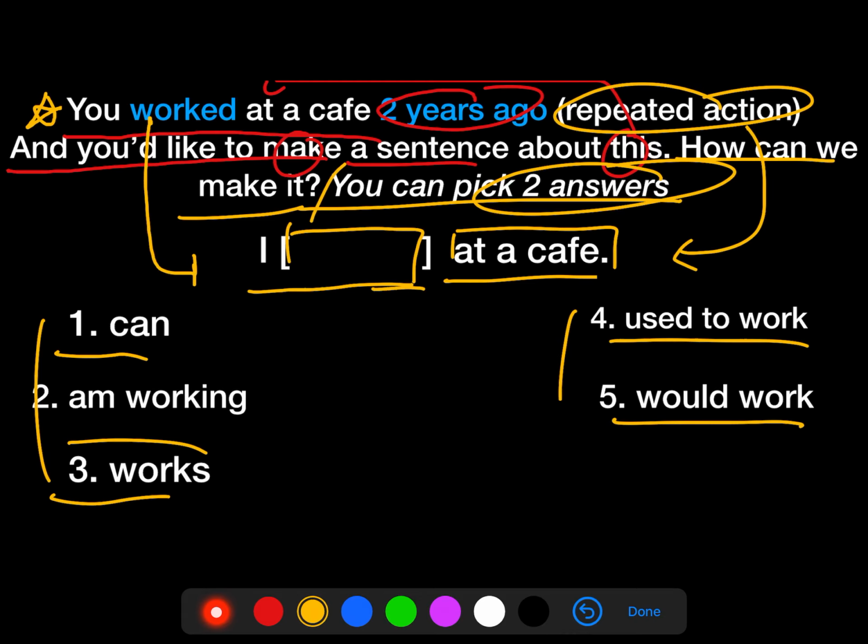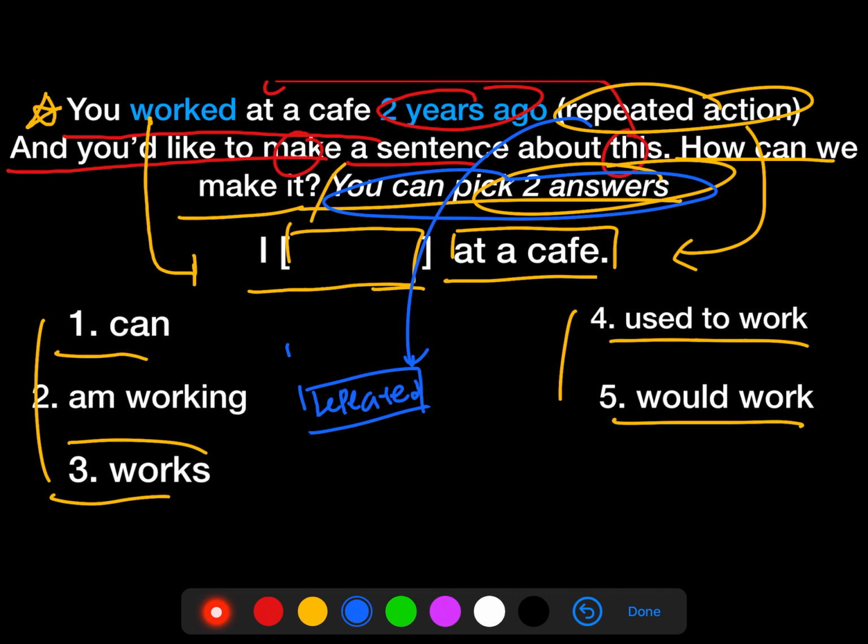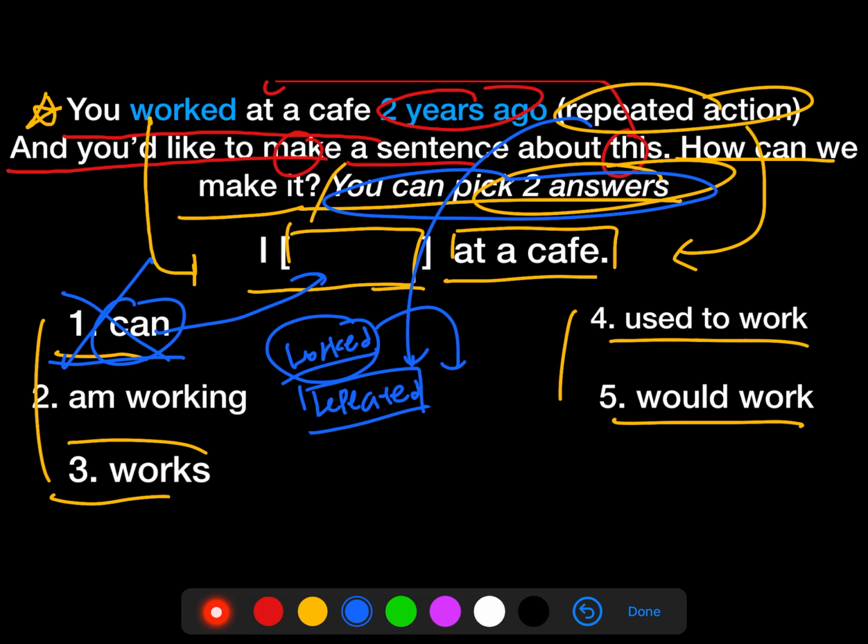So which would be the correct answers? They said we can pick 2 answers, right? So repeated action and worked, right? Which would be the answers? So we need to use used to, right? What about this one? I can. Well, it doesn't make any sense. So let's read number 1. What about number 2? I am working at a cafe.